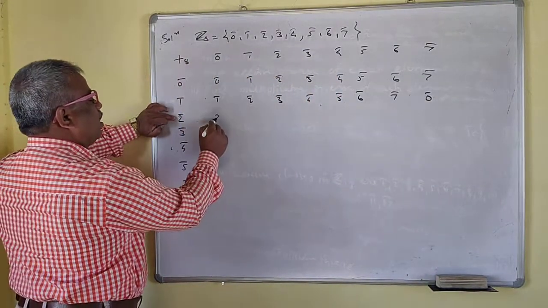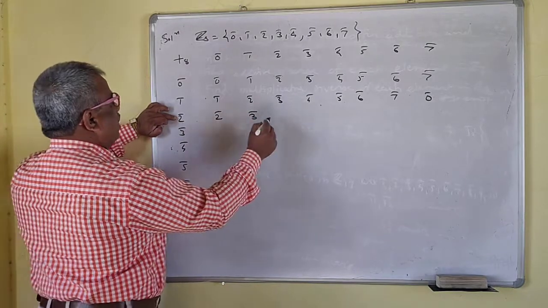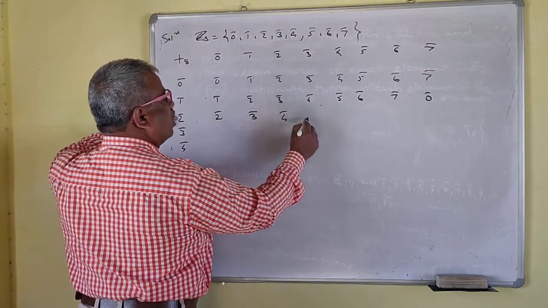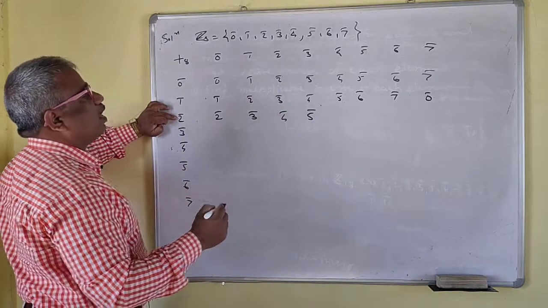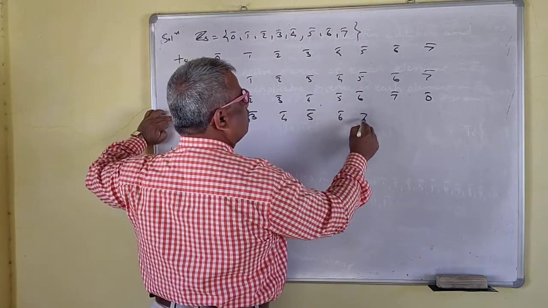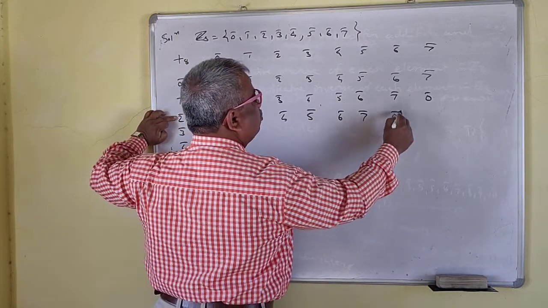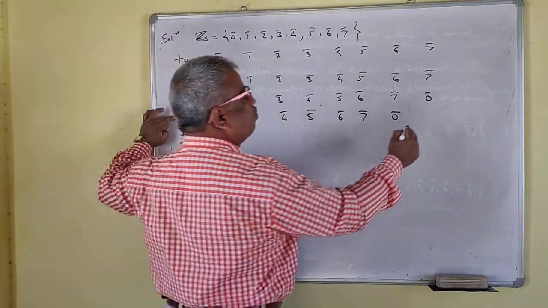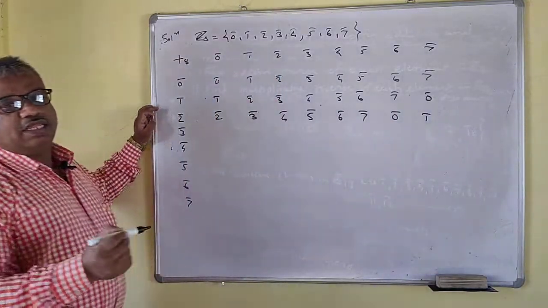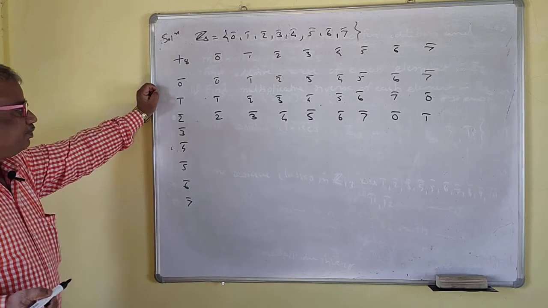2 bar plus 0 bar is 2 bar. So this is 3 bar. 2 bar plus 2 bar is 4 bar. 2 bar plus 3 bar is 5 bar. 6 bar. 7 bar. Now 8 bar means 0 bar. 9 bar means 1 bar, because 9 is nothing but 8 plus 1. 1 is the remainder. Okay.